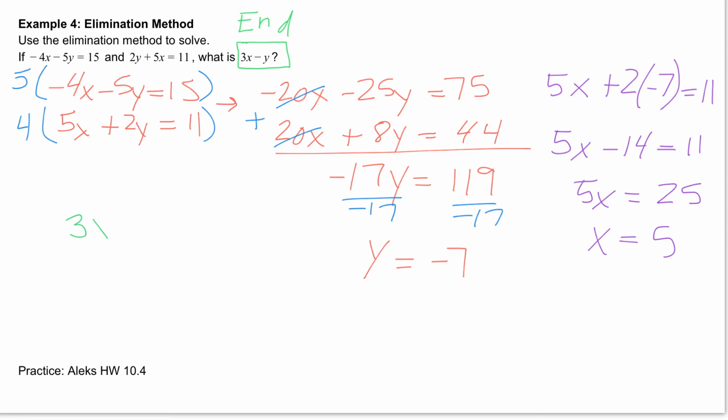So we want to know what is 3x minus y. All we're doing now is plugging in the x value we found for x and plugging in the y value we found for y. So we have 3 times 5 minus negative 7. So I plugged in my x value for the x, and I plugged in my y value for the y. Everything else stays the same. We still have the 3, we still have the subtraction sign. So this will become 15 plus 7, which is 22. So my final answer is 22. If you have questions about this, let me know.